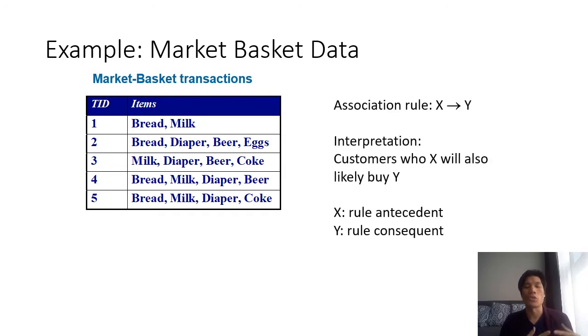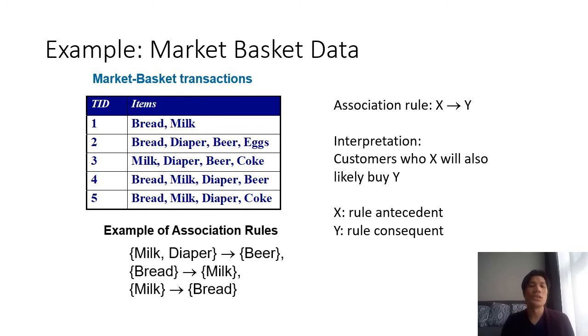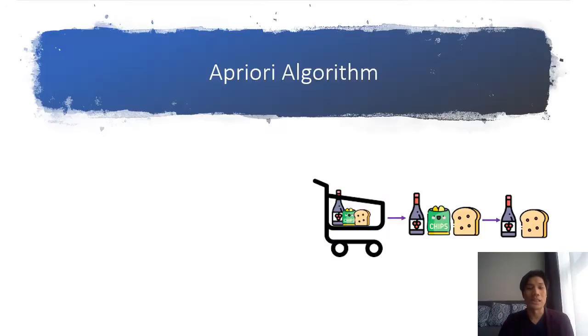So what we're trying to do is to find an association. So if I buy this, what is the association that I will also buy this? Like if I buy X, customers who buy X will also likely buy Y. So strong association. X is known as the rule antecedent, and Y is known as the rule consequent. For example, if I were to put this into a market basket, I'll see that people who buy milk and diapers will generally buy beer, and people who buy bread will generally buy milk, people who buy milk will generally buy bread. So it's kind of like a two-way analysis.